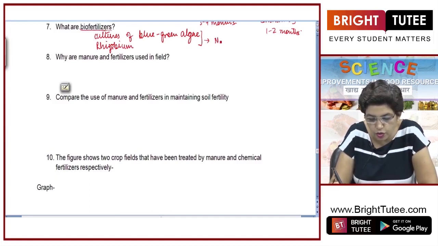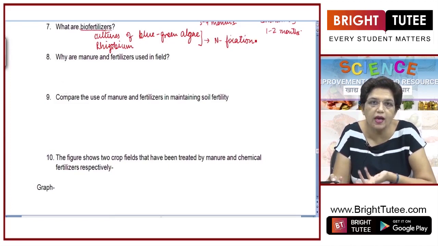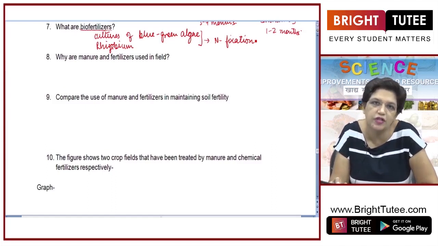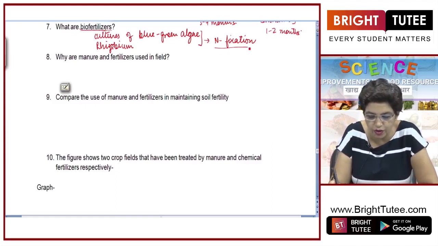These cause nitrogen fixation. That is, they convert the nitrogen from the air to nitrogen compounds, and thus they improve the nitrogen content of the soil. So that is why they are called biofertilizers. They improve the fertility of the soil indirectly.